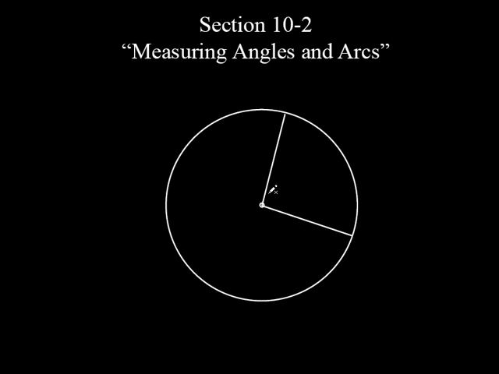What happens is, if you put two of those, it creates an angle, this angle right here. And notice the vertex of the angle is the center of the circle. So that's basically called a central angle. So that angle right here with the vertex as the center of the circle, that's called a central angle.